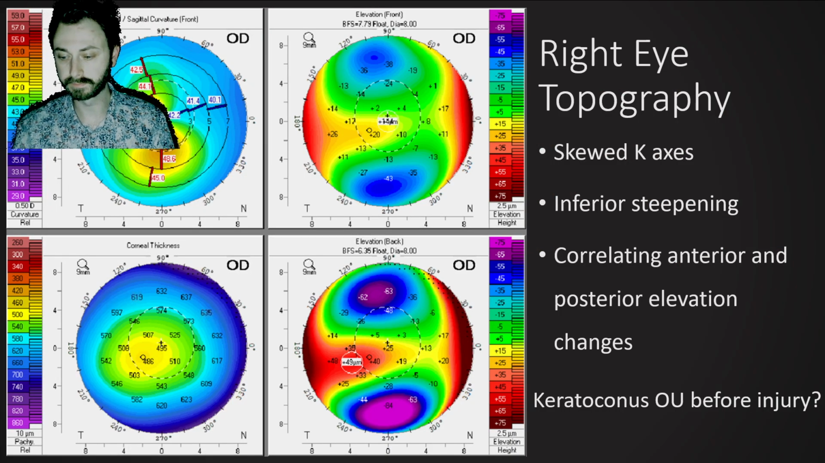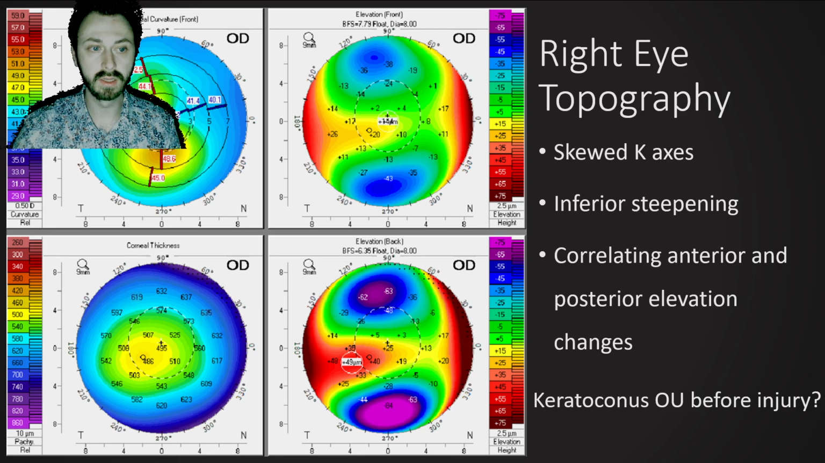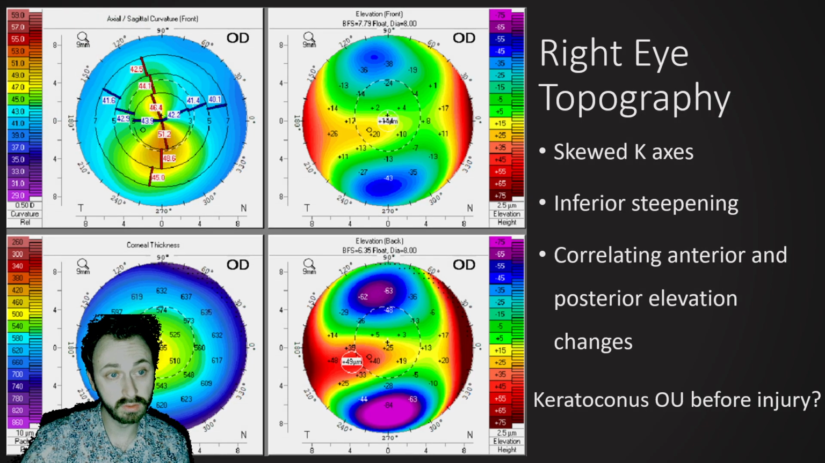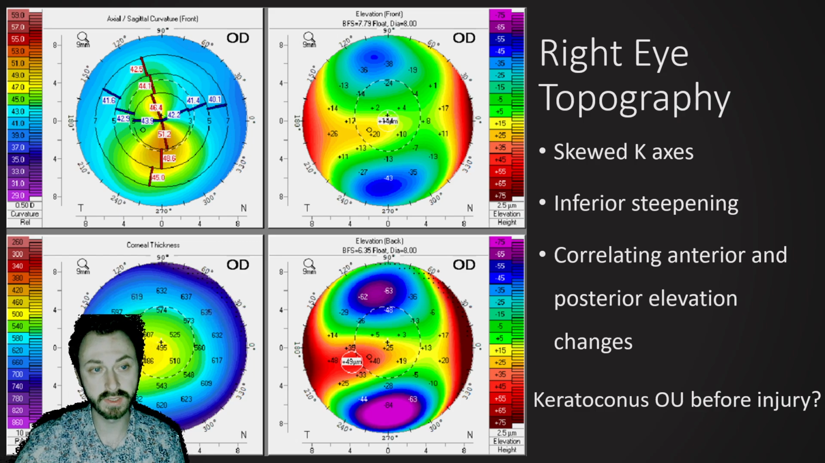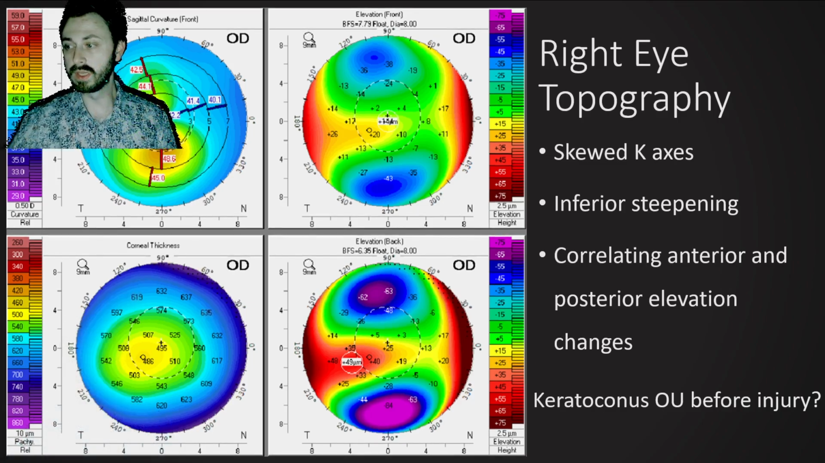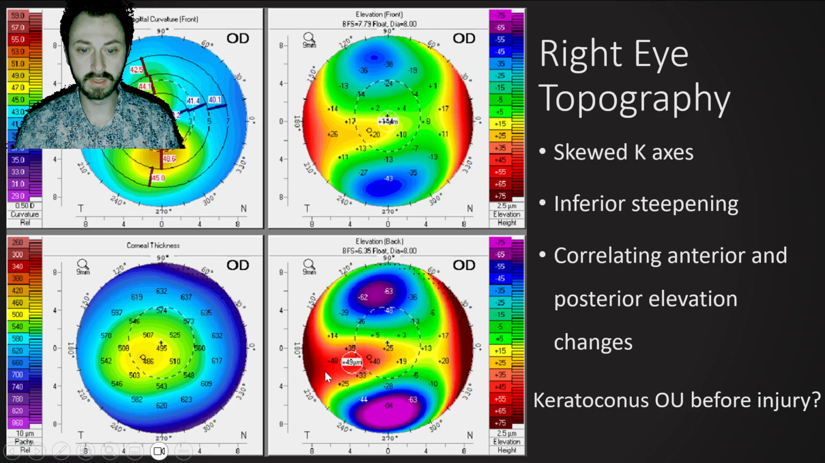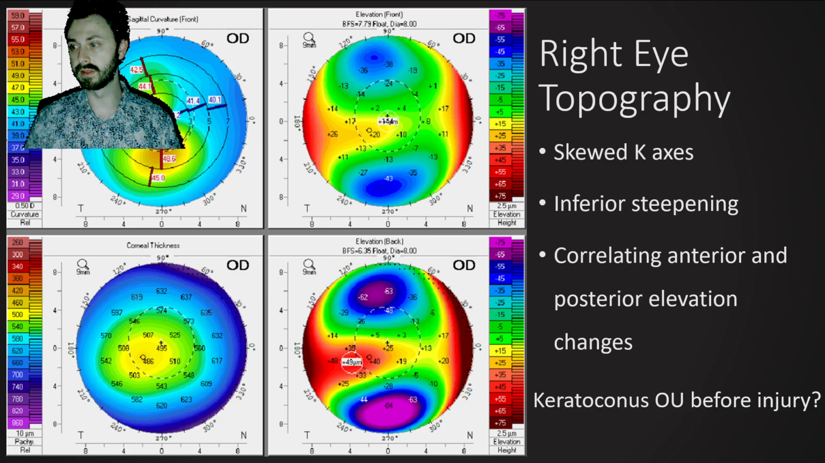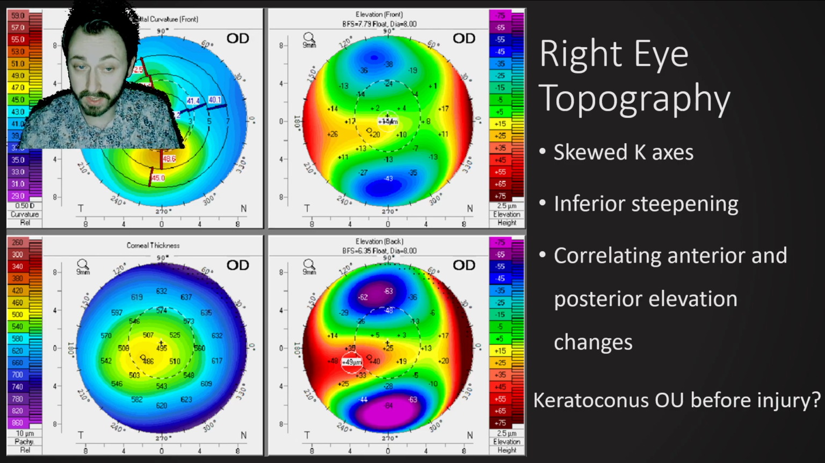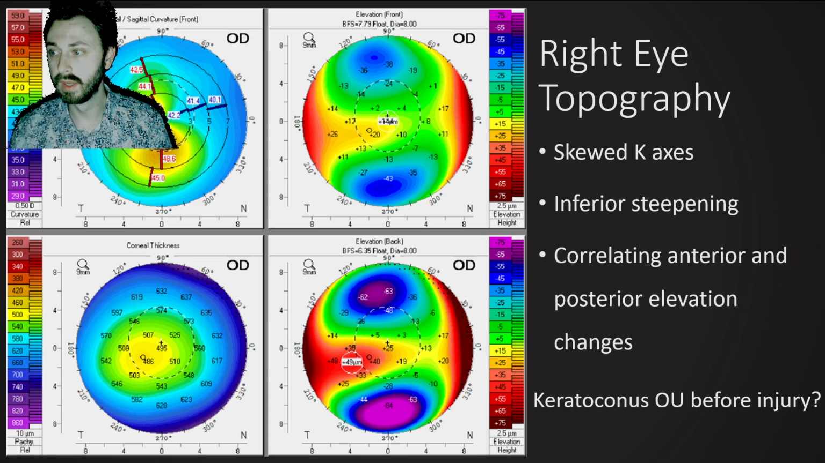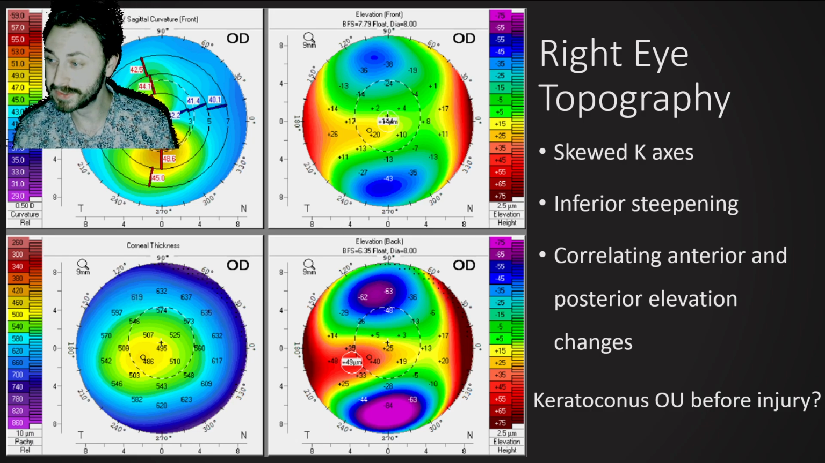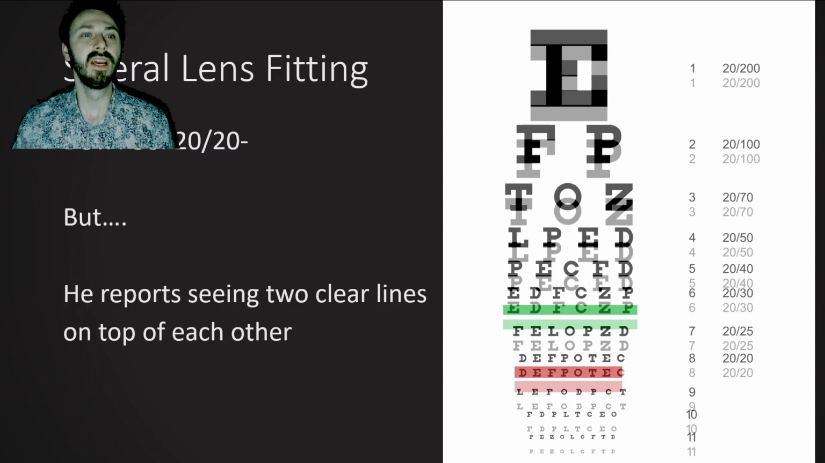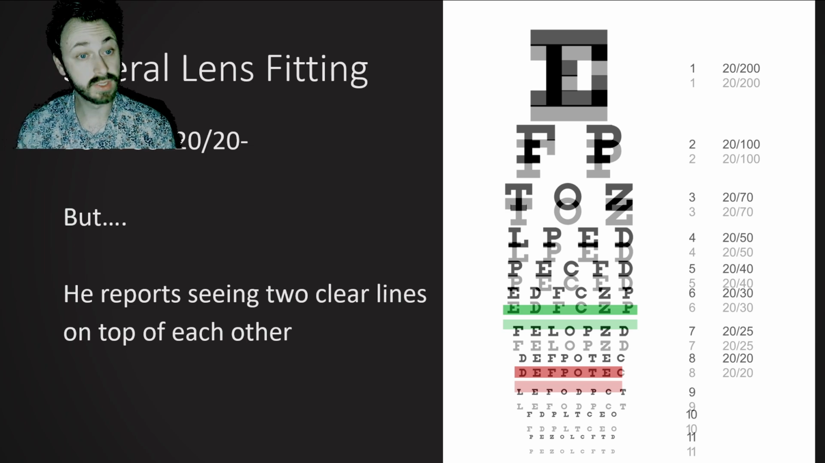Looking at the right eye, we see a symmetrical axial map, inferior steepening, a 51.2 K value there. We see posterior and anterior elevations that seem to match up, along with relative thinning in the pachymetry. He denies that anything has happened to this right eye. Is it possible that this patient had keratoconus or the injury? Not really the point of the talk. Thought it was interesting. But we decided to put him in a scleral lens just in the left eye.